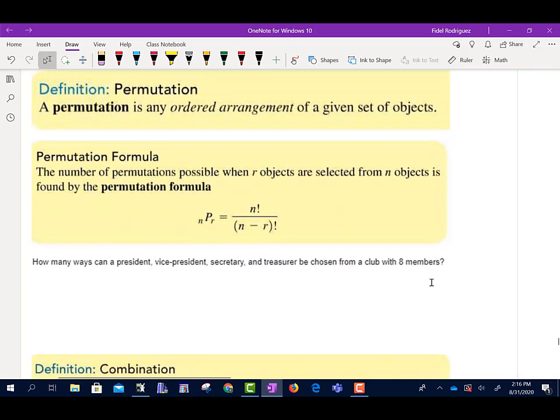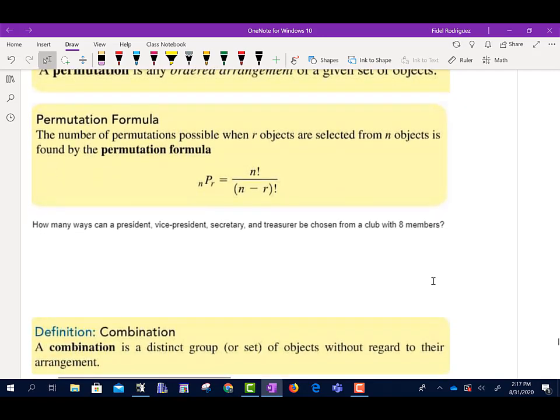Okay. So the next thing we have here is something called a permutation. It says a permutation is any ordered arrangement of a given set of objects, okay? And it says the permutation formula, the number of permutations possible when R objects are selected from N objects is found by this formula, okay? So here's my formula here, guys. And I'm going to show you how to do this on the calculator, so it's going to be really easy.